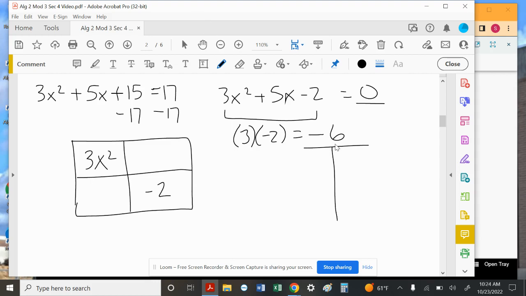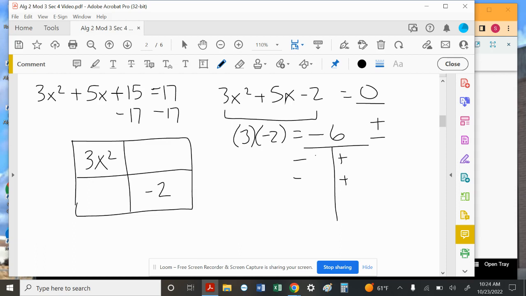And notice here, same method. This is negative, so that means I'm going to have 1 positive and 1 negative. And then I can see this is positive, so my larger number is going to be positive. So I'm going to put the positive on the right and the negative on the left. So we're going to go through and figure this out now.